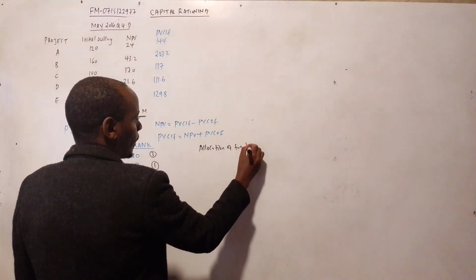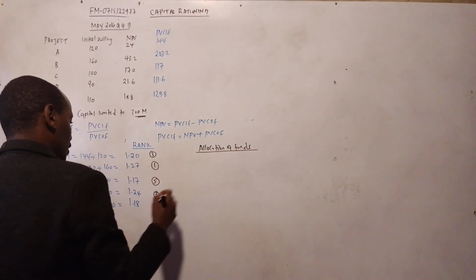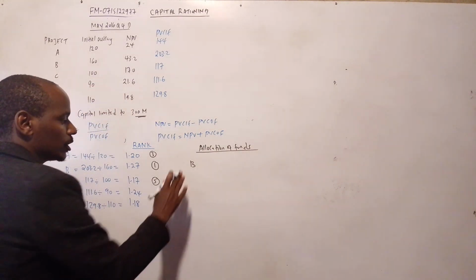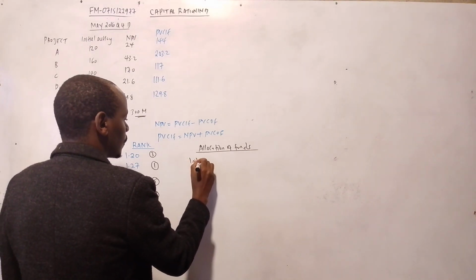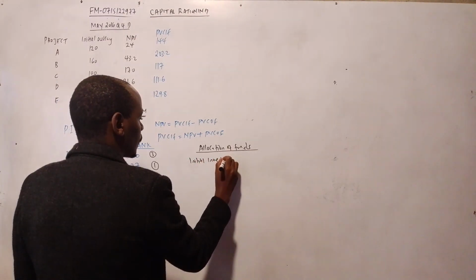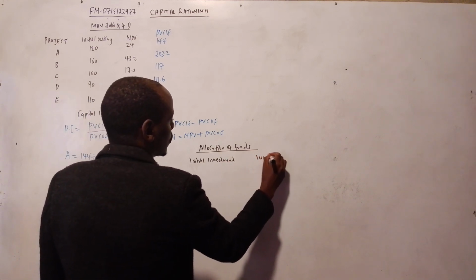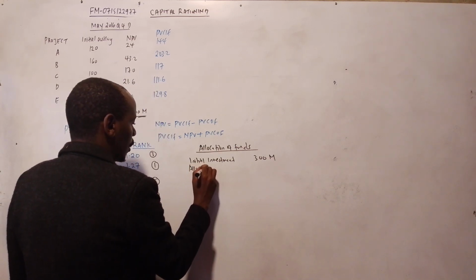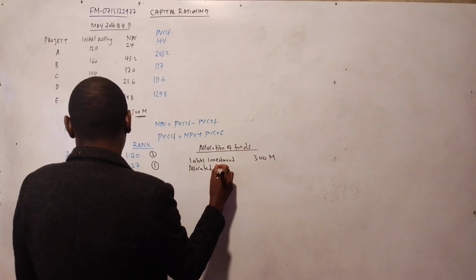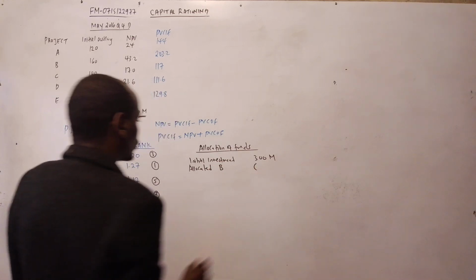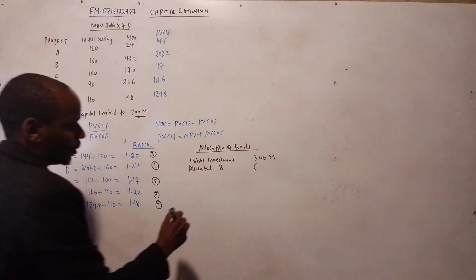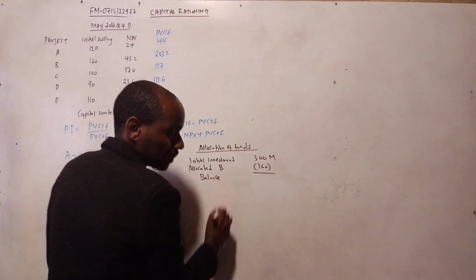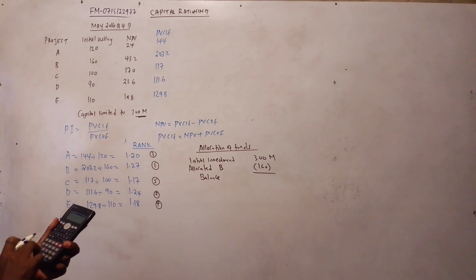So we start with project B. Remember our initial investment is 300 million. So let us allocate B. To allocate B, what's the cost of B? B was 160 million. Balance: remember, we need to allocate according to our cost. So the balance is 140.